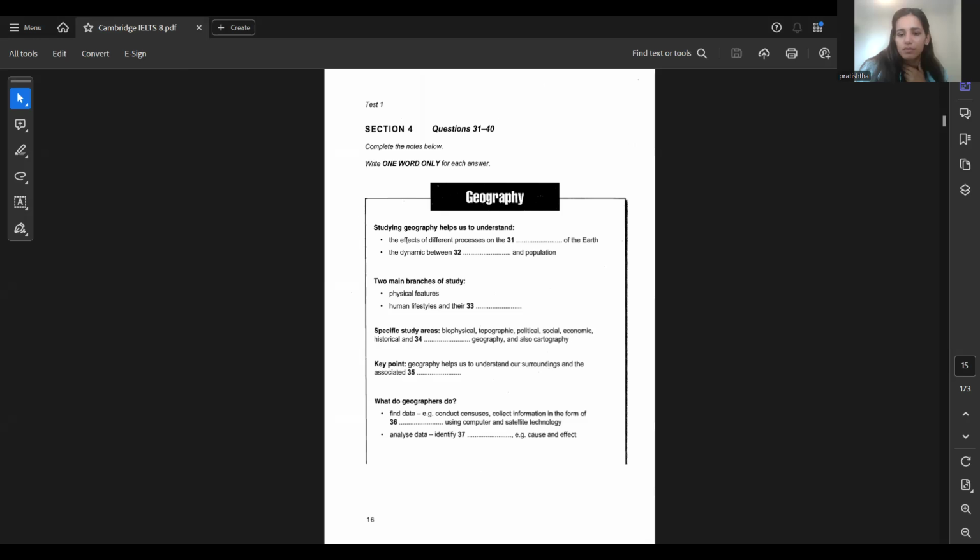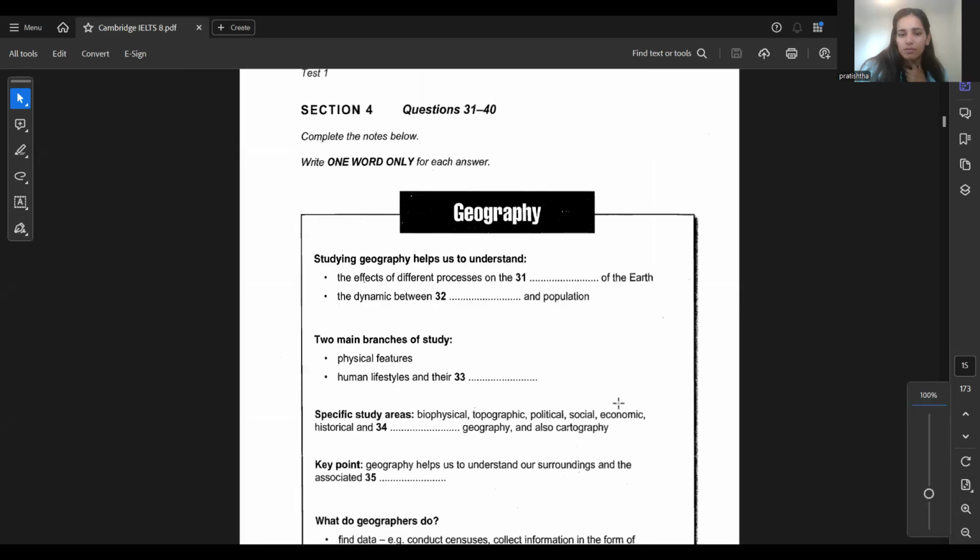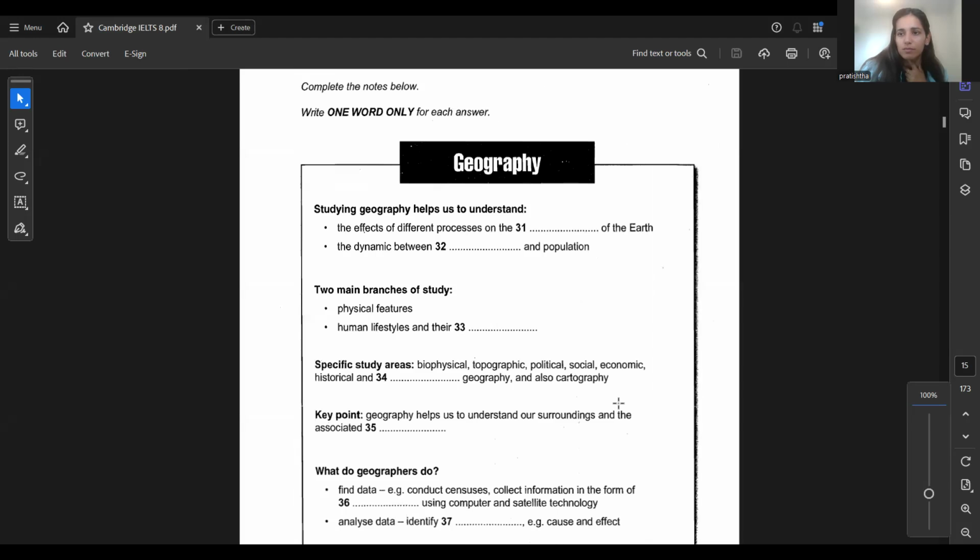Section 4. You will hear a lecturer's introduction to a geography module. First, you have some time to look at questions 31 to 40.